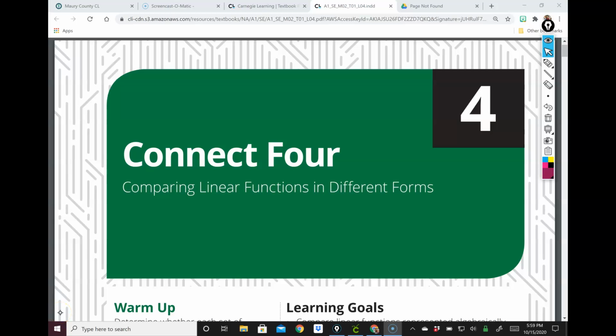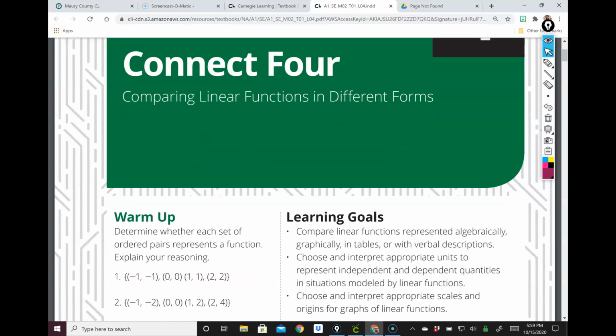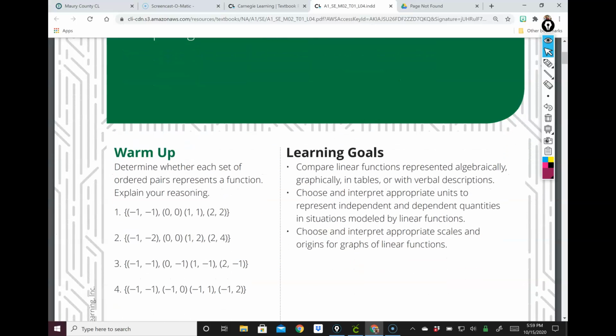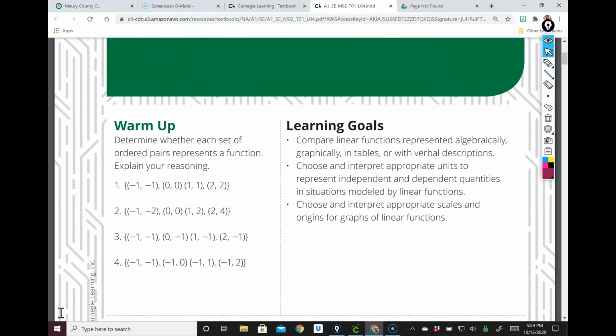We're in Module 2, Topic 1, Lesson 4, Connect 4. Compare linear functions in different forms. Let's start with a warm-up. Determine whether each set of ordered pairs represents a function.